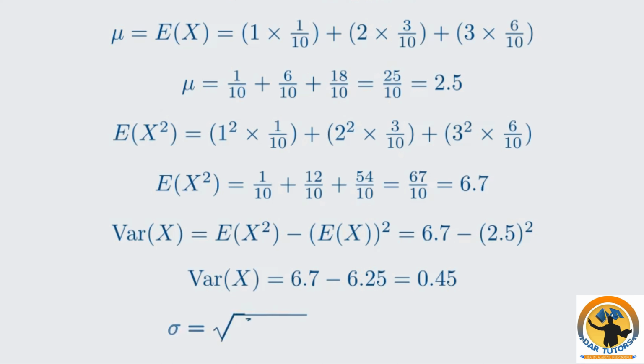Finally, the standard deviation sigma is the square root of 0.45, which is approximately 0.671. Here we've successfully worked with a probability mass function to find the mode, median, mean, variance, and standard deviation. It's a comprehensive look at the descriptive statistics for a discrete random variable.